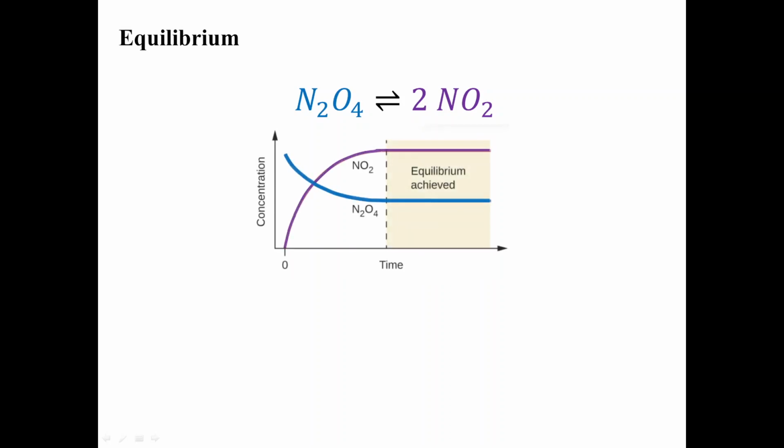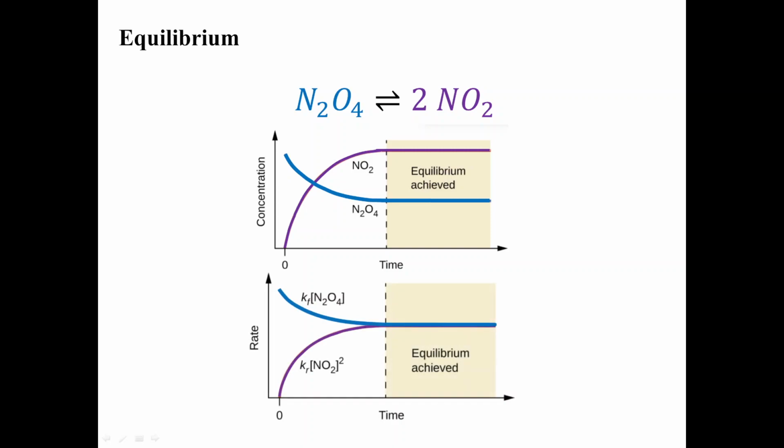So when talking about equilibrium, we need to first take a step back and talk a little bit about kinetics, or the speed a reaction takes place. For example, we're going to look at nitrogen tetraoxide as it forms nitrogen dioxide. We can take a look at the concentration versus time for this reaction, and we can also look at the rate of the reactions compared to time.